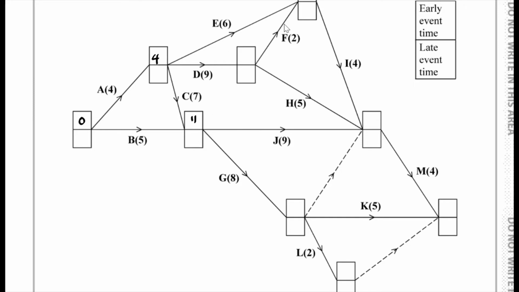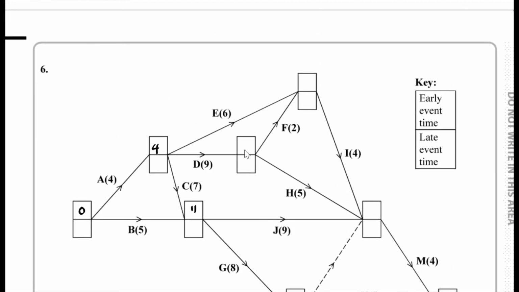Now let's consider this over here. D takes 9 days. 4 plus 9, you'd find that to be 13. And if we consider this over here, well, if we're at A, and then if we go via E takes 6 days, so 4 plus 6, that's 10. Alternatively, we're at 13 already, another 2 days, that takes us up to 15. We choose the bigger number, so that's 15. Okay, hopefully that makes sense so far.